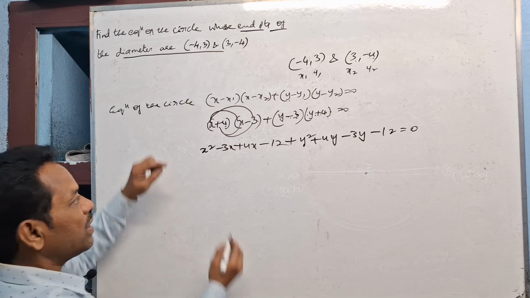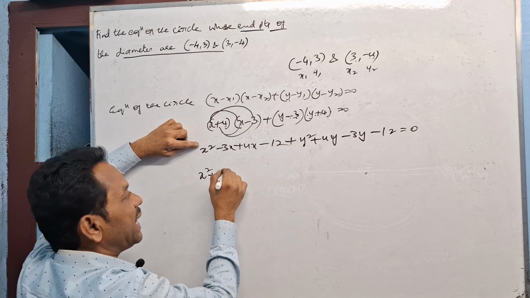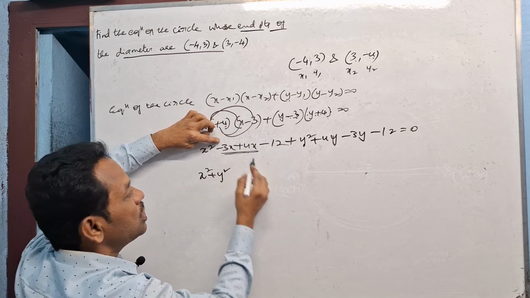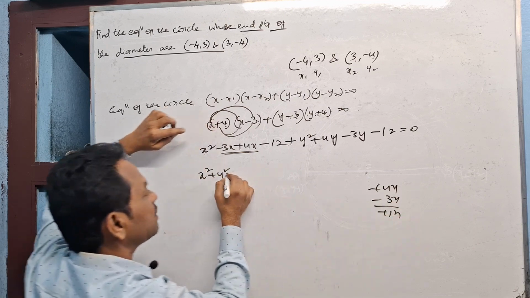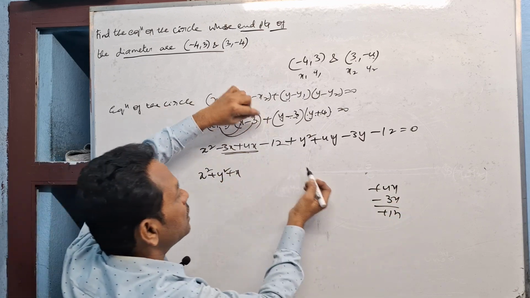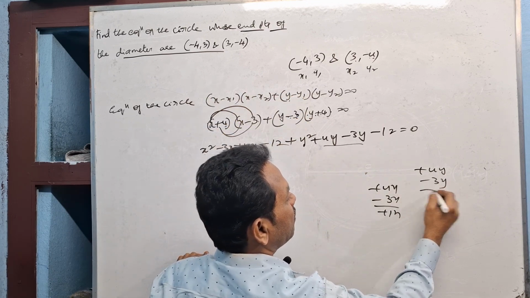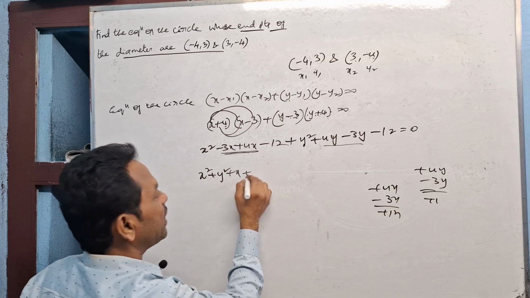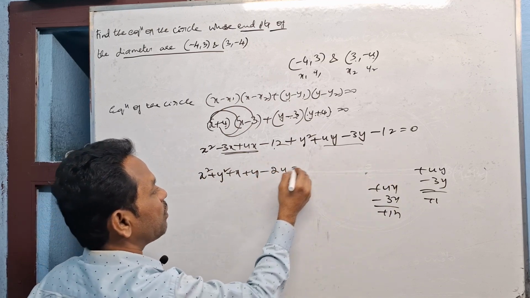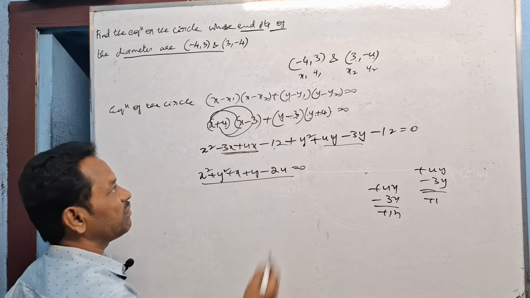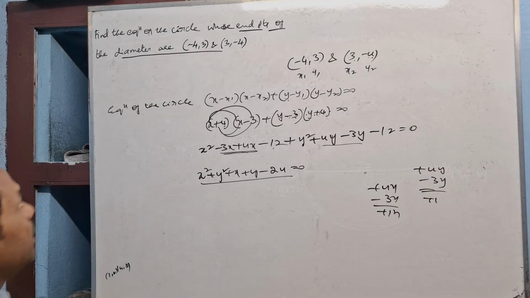So let me simplify. First I'll get x square, then y square, then x terms. Here we have x terms: plus 4x minus 3x, we'll get plus 1x, that is x. Next y terms: plus 4y minus 3y, we'll get plus 1y, that is plus y, and the constant minus 12 minus 12 is minus 24 equals 0. So this is the equation of the required circle.